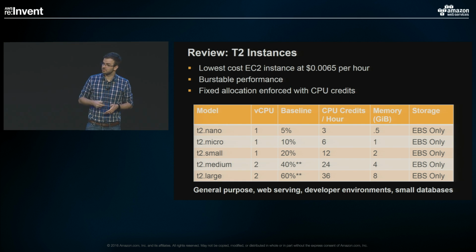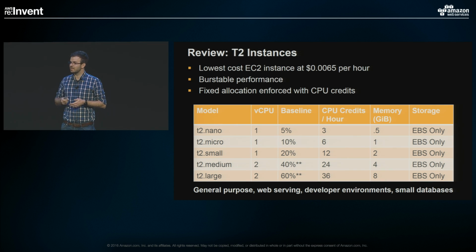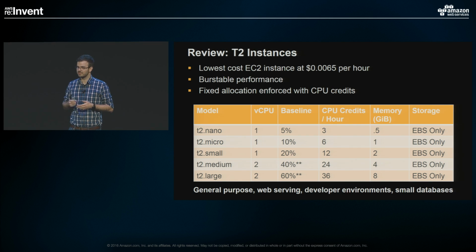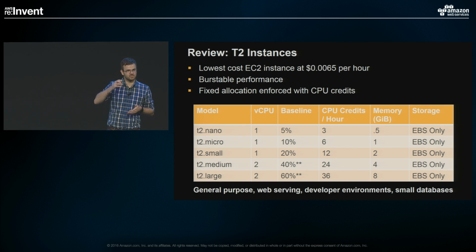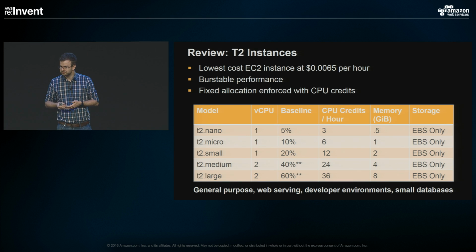Next, I finally want to talk about those T2 instances that I've been referring to and why they're special. T2 instances are great general purpose instances, and they're actually the lowest cost instance that's available on EC2 today. The T2 Nano, which is the smallest one, you can get for about half a penny per hour. T2 instances are great for workloads that have burstable CPU performance, things like database servers, websites, and especially development environments.